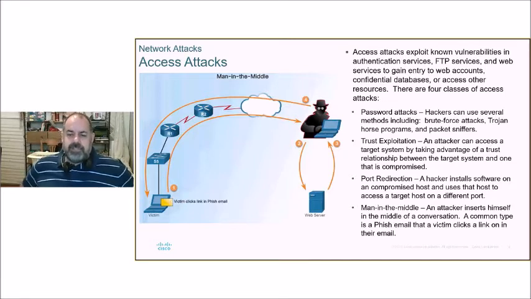Then there's trust exploitation, where an attacker can access a target system by taking advantage of a trust relationship between the target system and one that is compromised. And then there's port redirection, where a hacker installs software on a compromised host and uses that host to access a target host on a different port. And then there's man in the middle, where the attacker inserts himself into the middle of a conversation. A common type is a phish email, where a victim clicks a link in their mail.